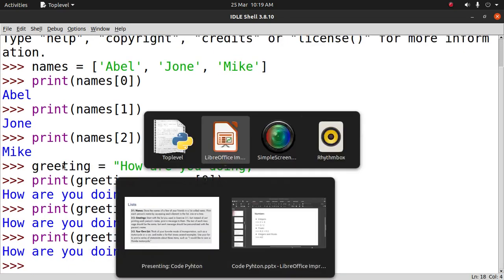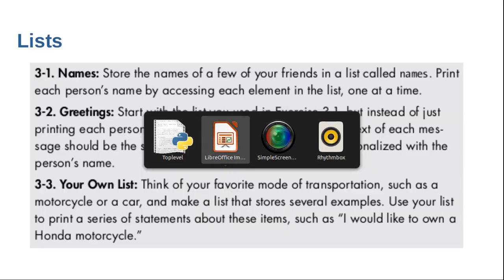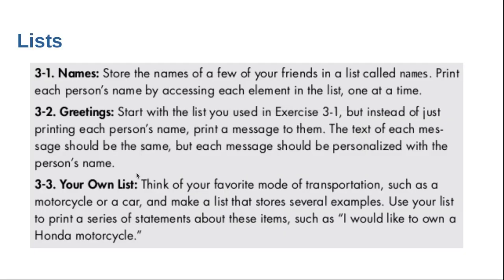Okay, so let's go to the next exercise. The next one says your own list. Think of your favorite mode of transportation, such as motorcycle or a car, and make a list that stores several examples. Use your list to print several messages. So first you have to store your favorites in a list, then print them out with individual unique messages.